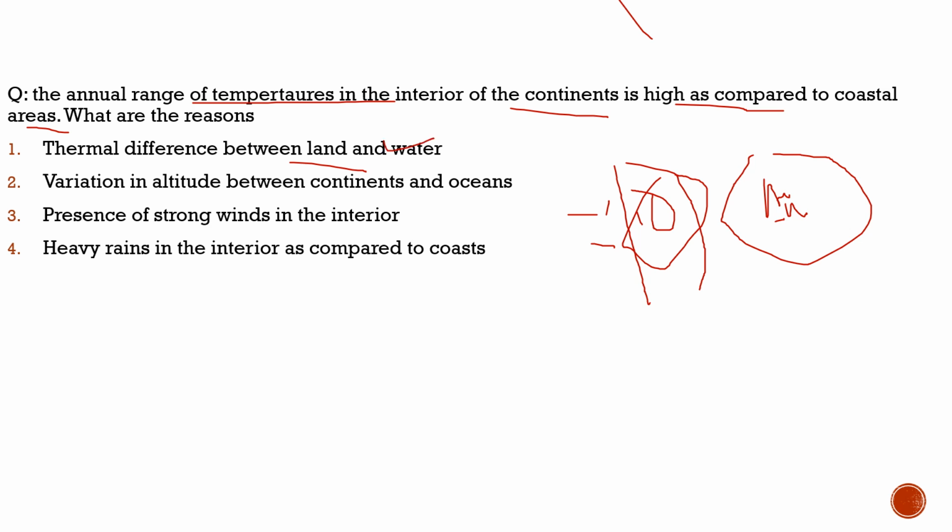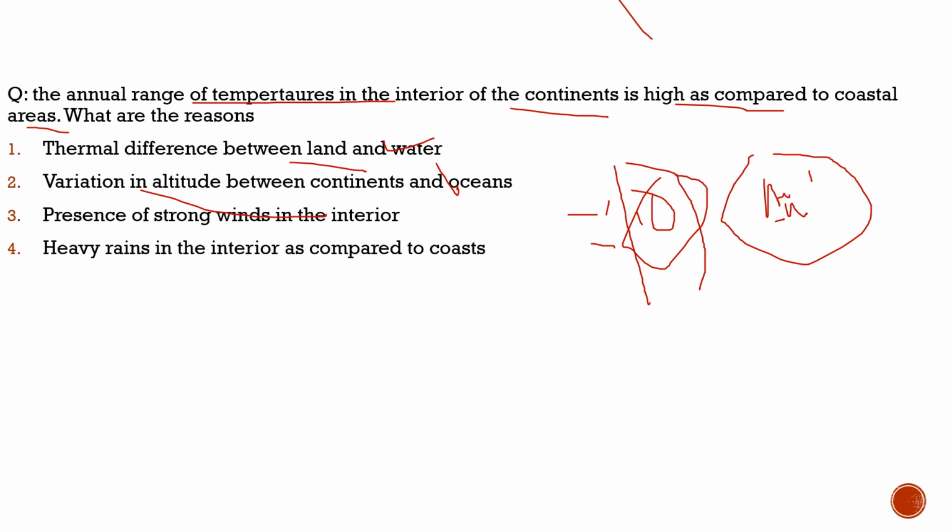Second statement, variation in altitude between continents and oceans, totally incorrect. If it was the case, then the temperature in the interior should have been less, because they are elevated. When we rise through the altitude, the temperature goes down. It is very basic understanding. So statement 2 is incorrect.